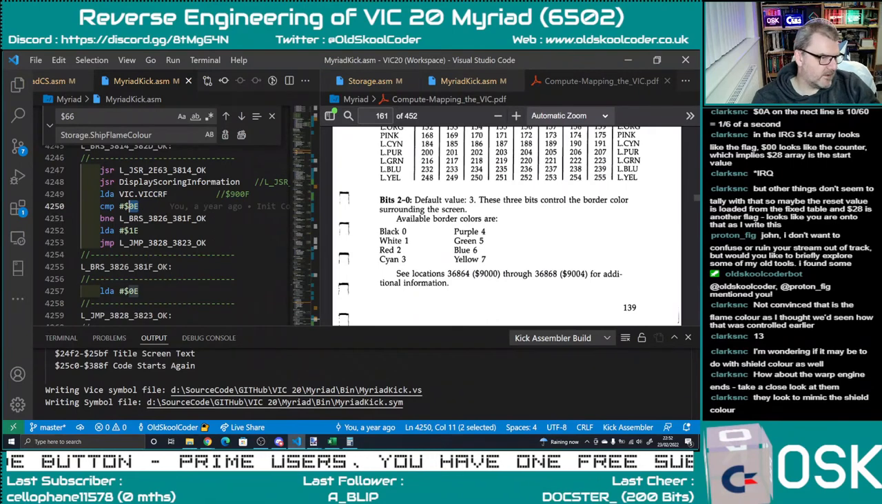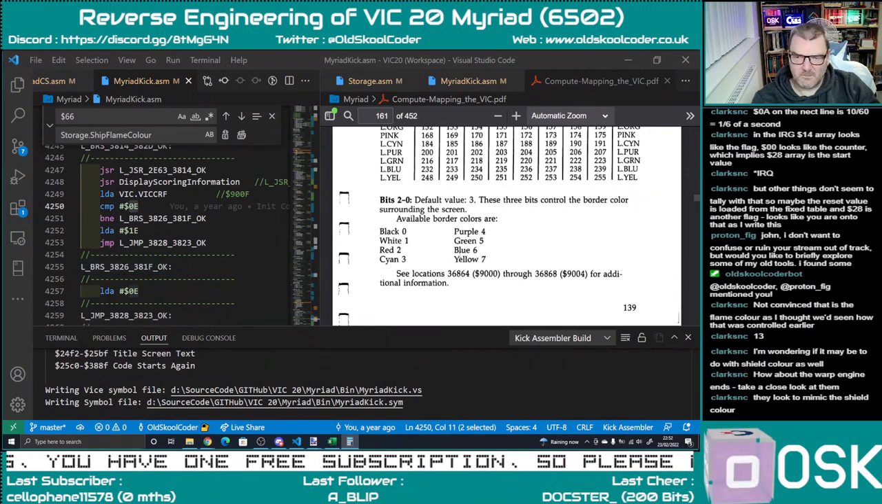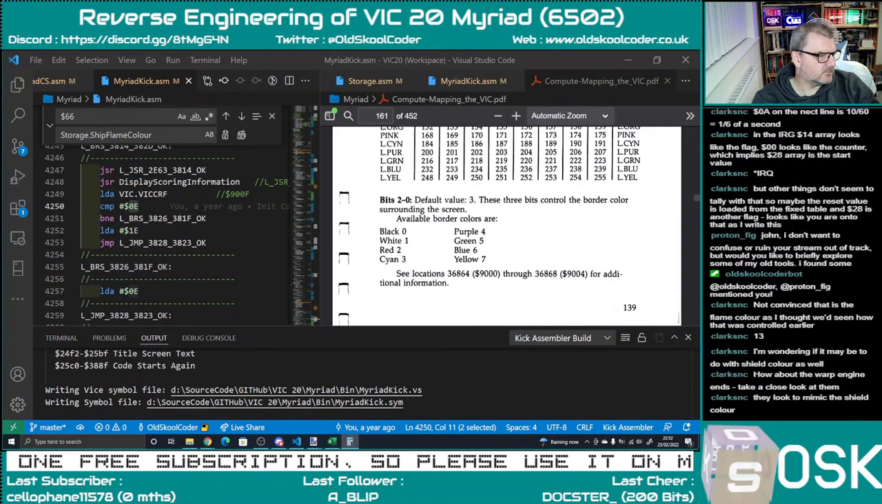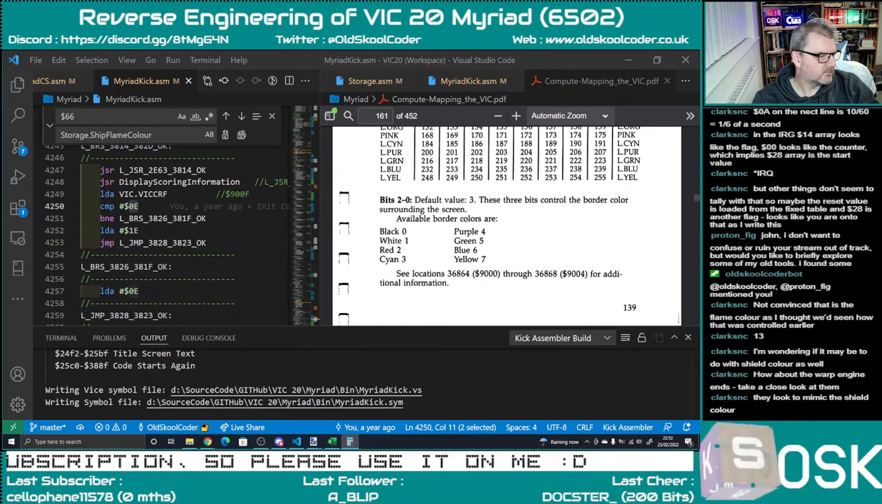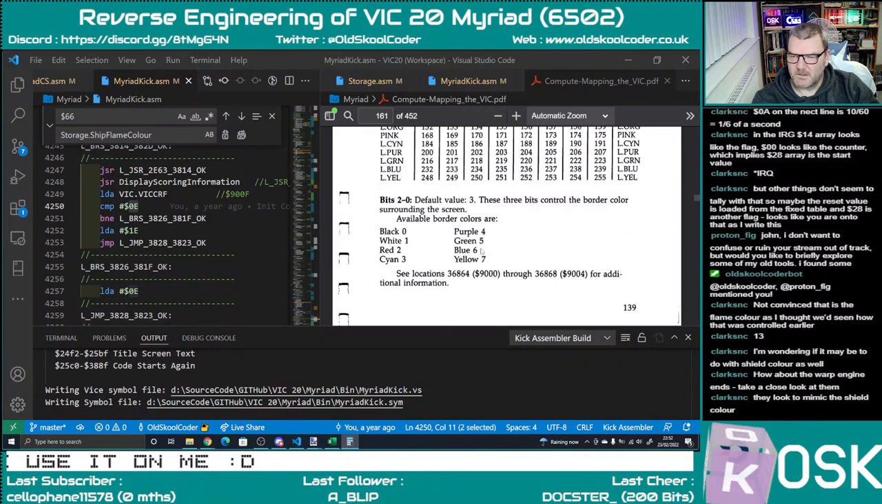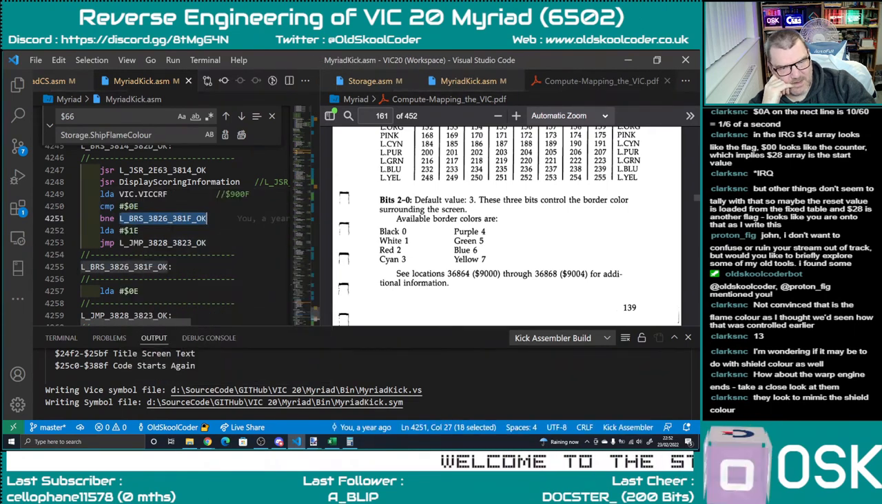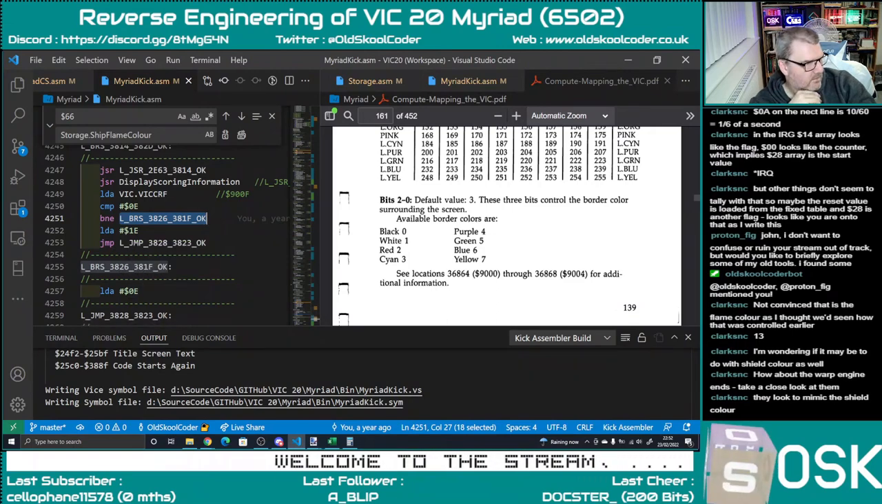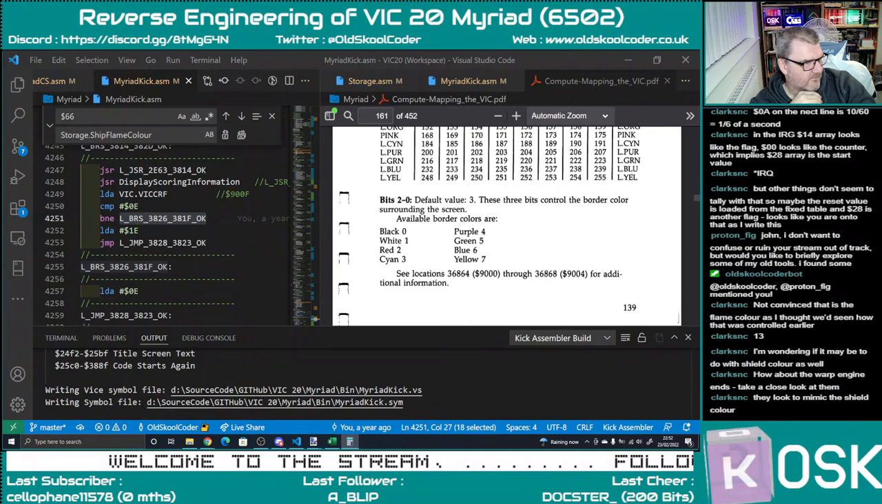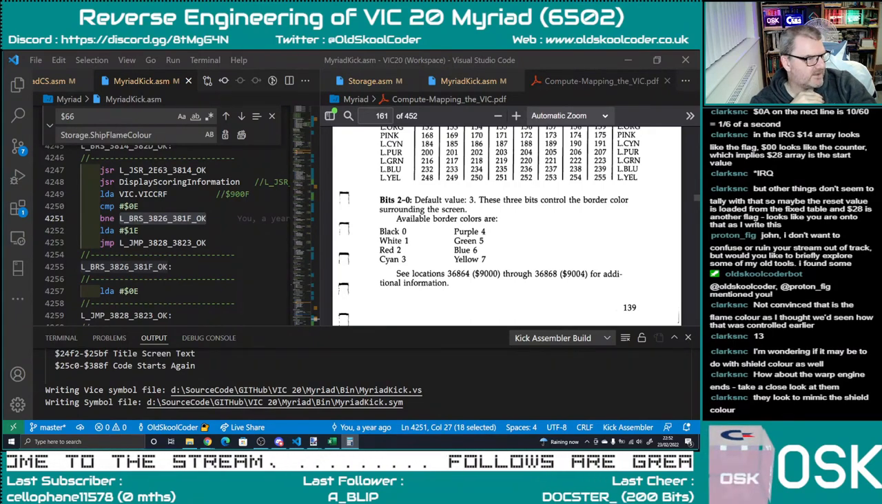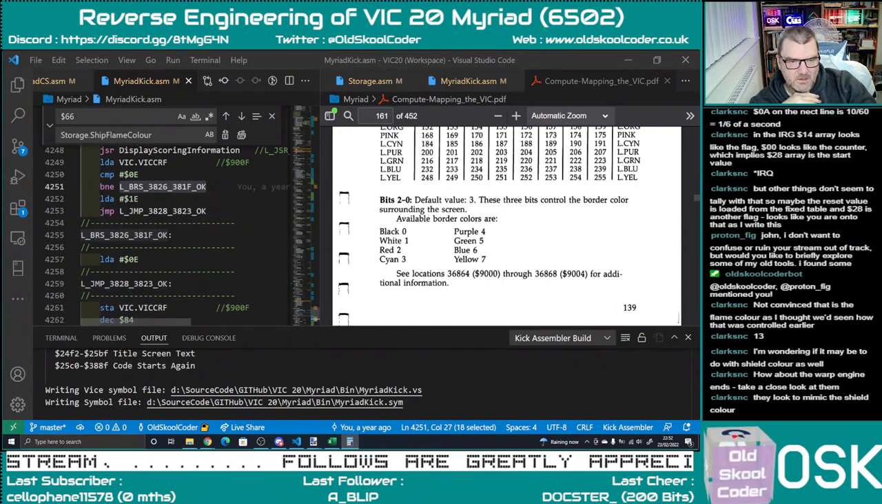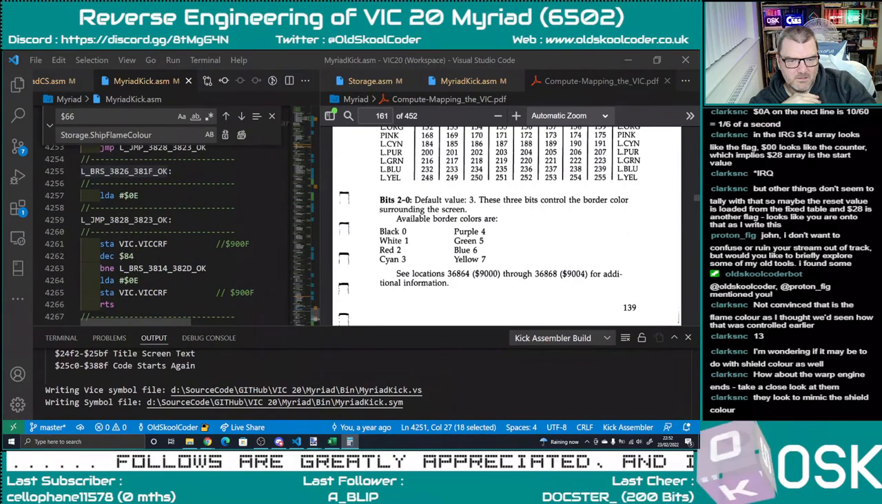So 0E. Let's see. 0E is 110. Six. Blue. That can't be right. Oh, compare it with blue. If it's not equal to, jump around it, set it to 0E. Let me just make sure I've got this right. 110, which is 6, which is blue. Okay. Stores it there.